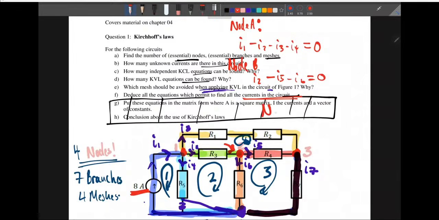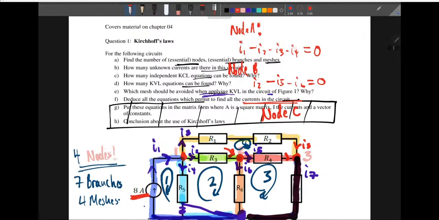Now node C, node 3. What do we have? I5 coming in, and we also have I3 coming in, and then I7 coming out. So you're going to say I3 plus I5 minus I7 is equal to 0. There you have the first 3. Now you need to make the last 3, 3 more from your meshes.